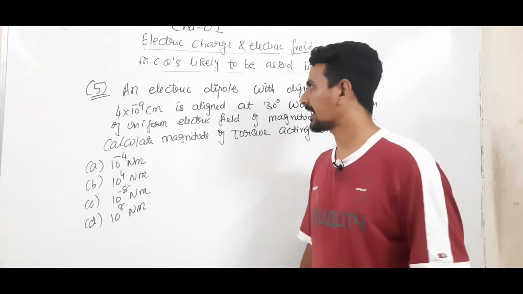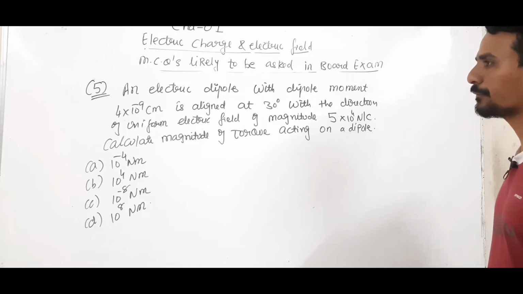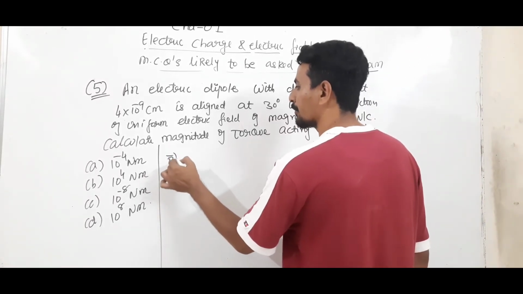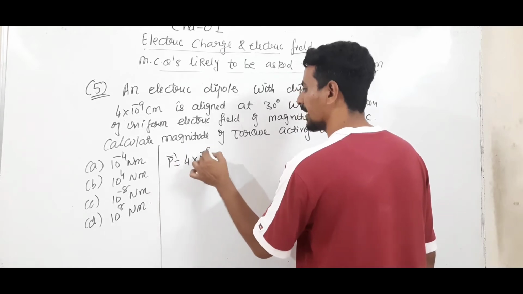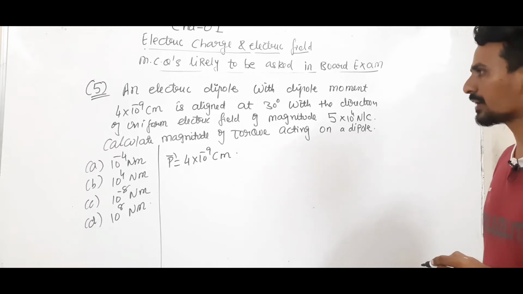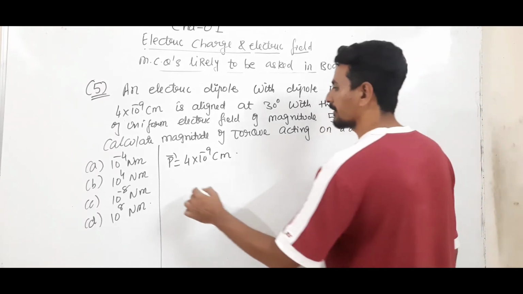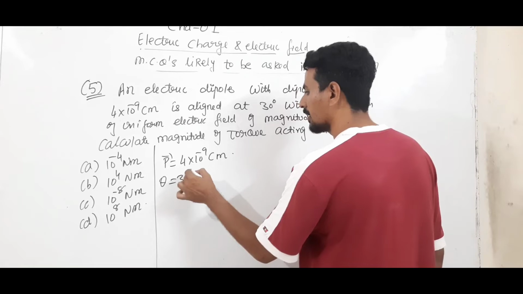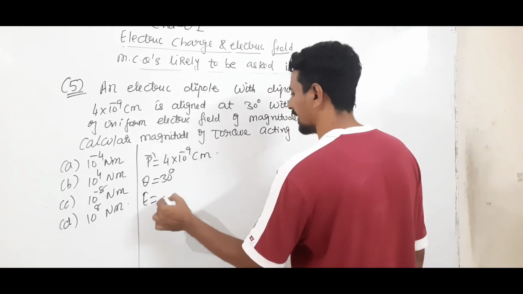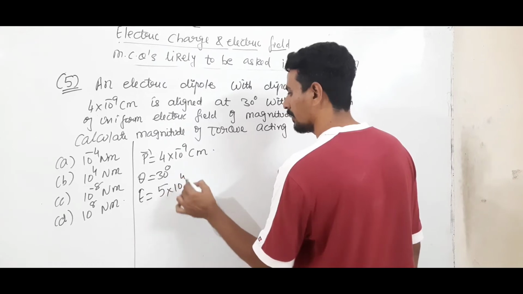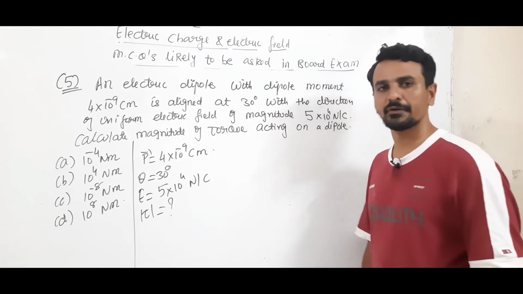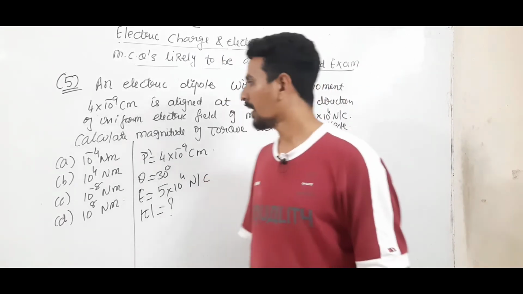Okay, the fifth one. An electric dipole with dipole moment 4 into 10 raised to -9 coulomb meter is aligned at 30 degree with the direction of uniform electric field. Okay, so theta is given as 30 degree and electric field is having the value 5 into 10 raised to 4. Calculate the magnitude of torque. This is the unsolved question of your textbook exercise.